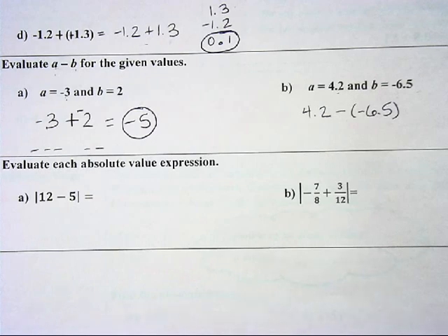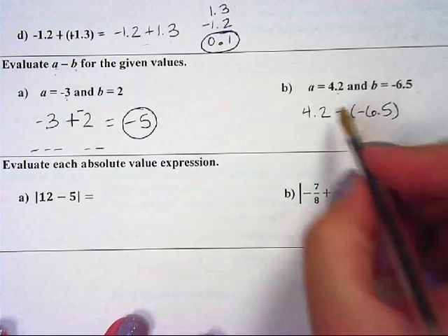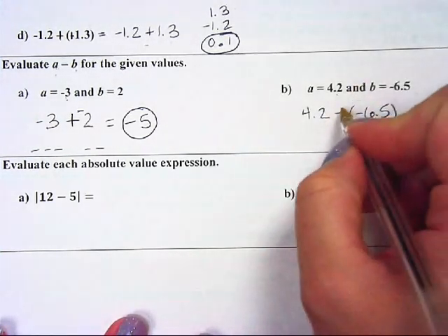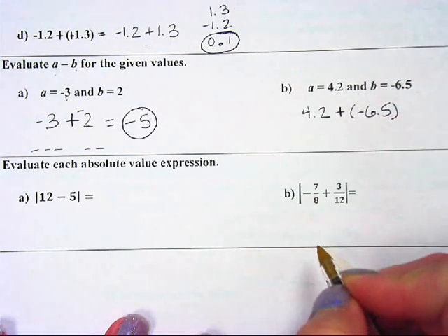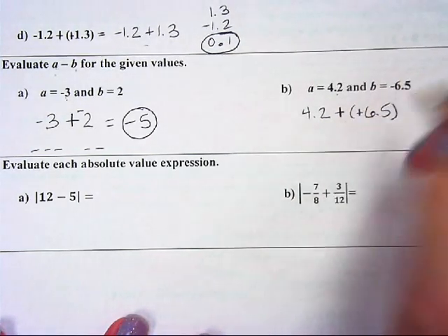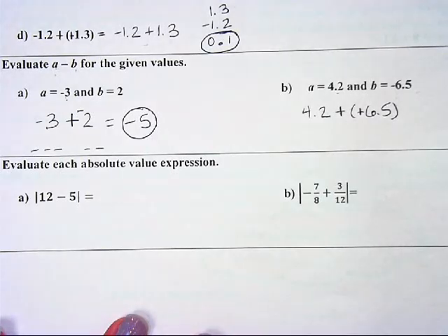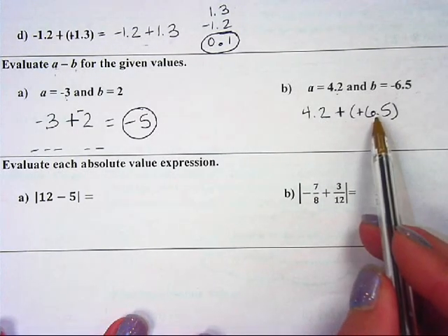Since I have a minus sign, though, I do need my additive inverse again. So I'm going to leave the 4.2. I changed my subtraction to an add. The inverse of negative 6.5 is positive 6.5. So I'm looking for 4.2 plus 6.5.